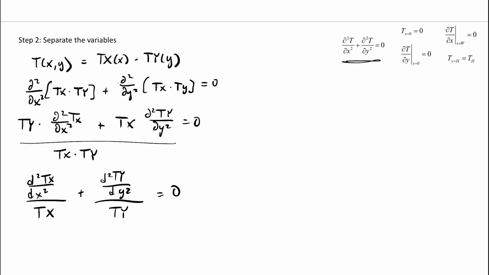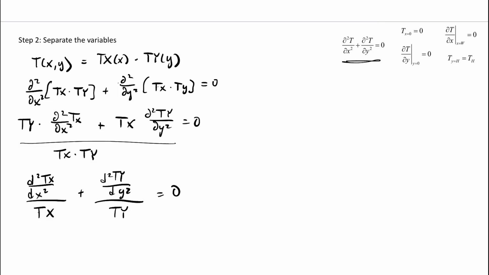All right, so great. So this is progress. Maybe it's not clear yet how it's progress, but we've at least separated things out, and we can start to come up with separate solutions for Tx and Ty. All right, so what's the next step here? We need to recognize something about how these two terms are related to each other.